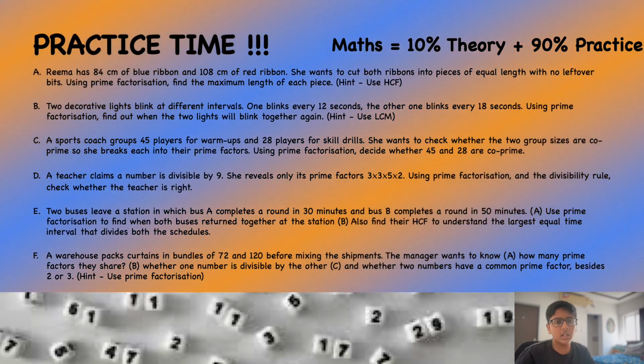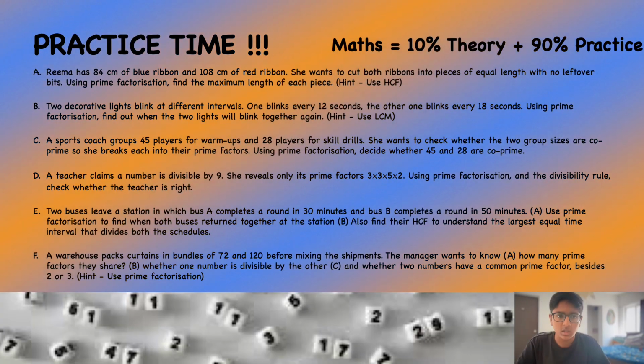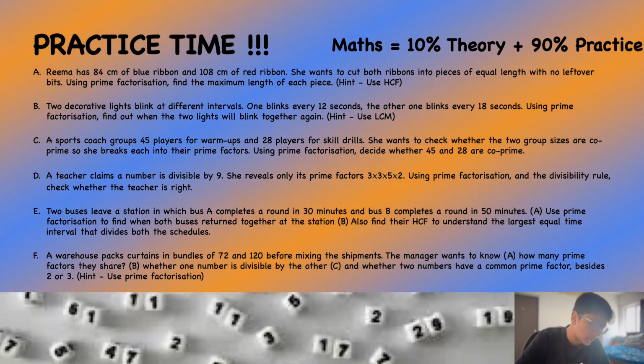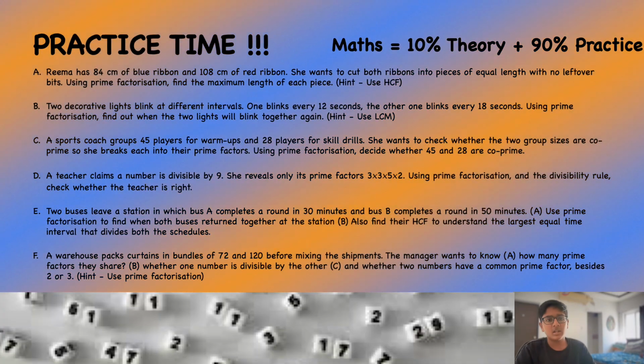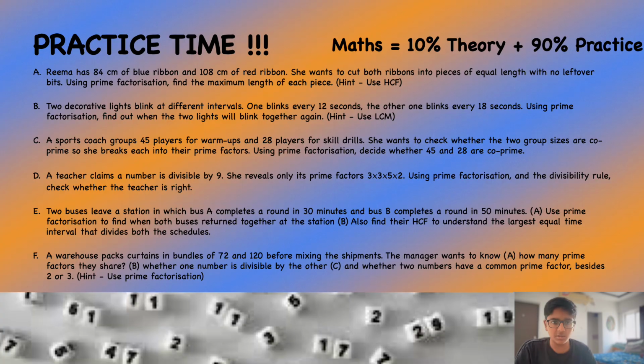Next, a teacher claims a number is divisible by 9. She reveals only its prime factors: 3 into 3 into 5 into 2. 9 is 3 into 3. The number is 3 into 3 into 5 into 2. Since both the 3's are there in that number, it is correct. The teacher is correct.